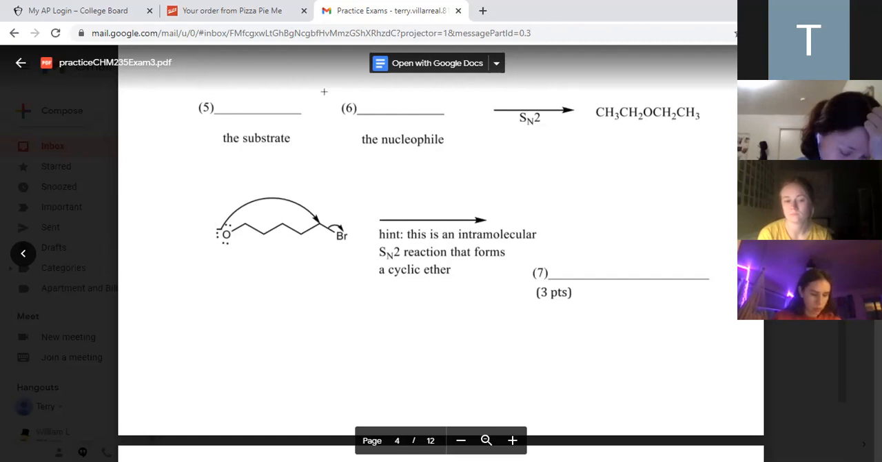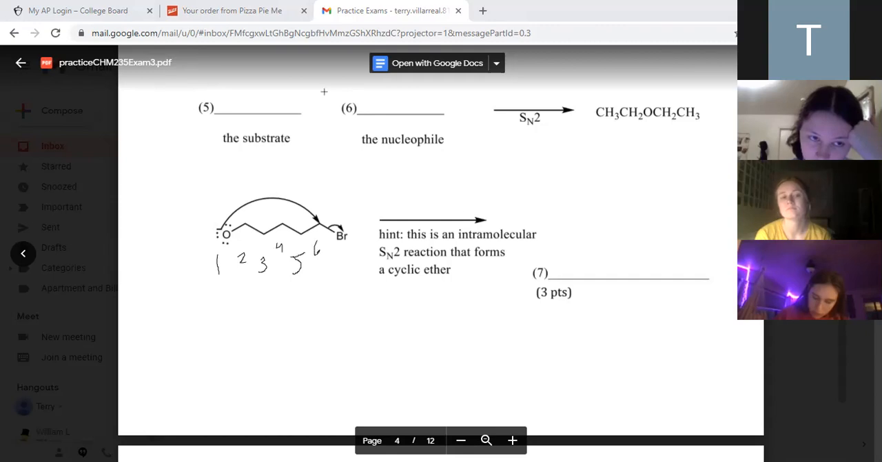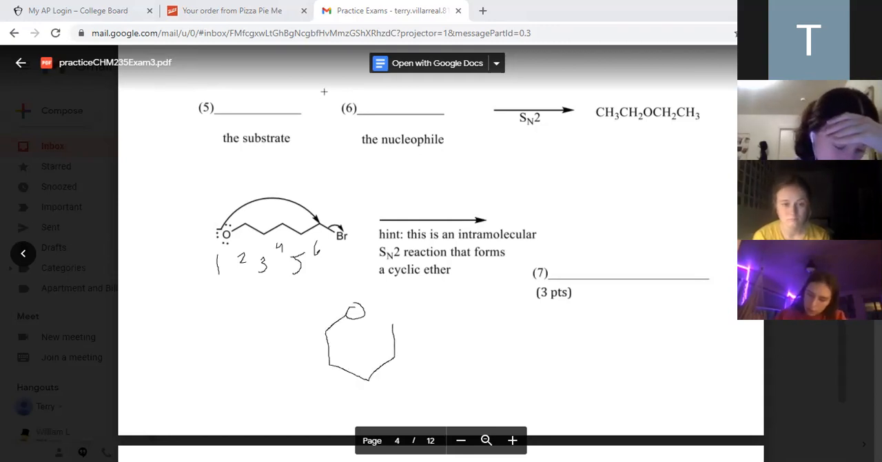All right, so you guys remember the advice I gave you about intramolecular? Or has it all slipped out? Count the carbon chain. Just count the chain, find your nucleophile, in this case oxygen, then count the carbons. 2, 3, 4, 5, 6. So you're going to have a 6-membered ring with an oxygen. So oxygen, 1, 2, 3, 4, 5, 6. And that's what my product should be. Does that make sense?